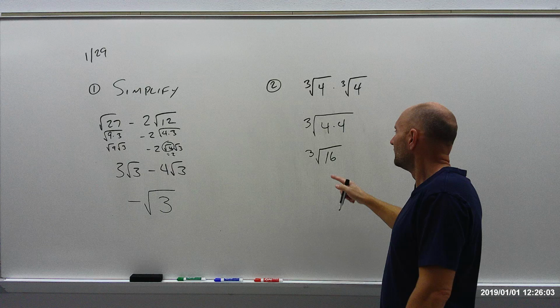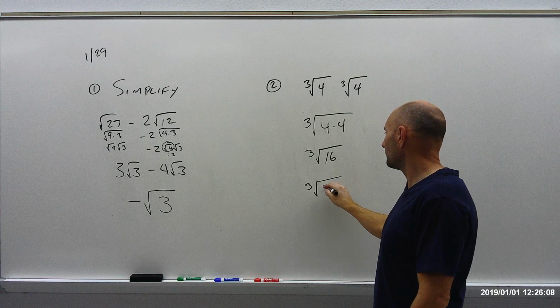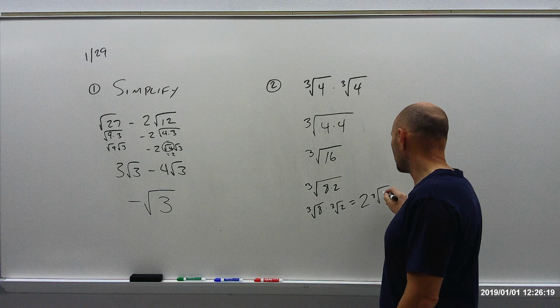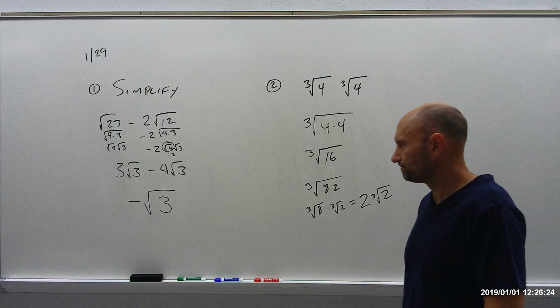That's 8. So this is cube root of 8 times 2, breaking it apart using our radical rules. This is cube root of 8 times cube root of 2. Cube root of 8 is 2. So the answer we should get as a final answer is 2 cube root of 2. That's the answer to number 2.